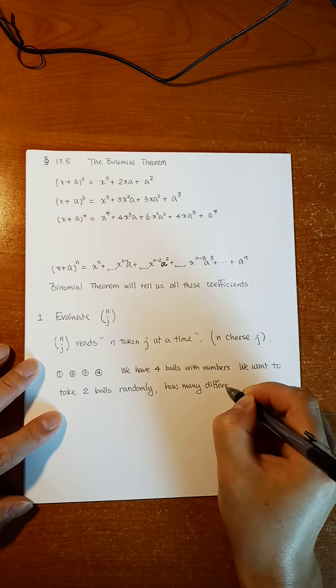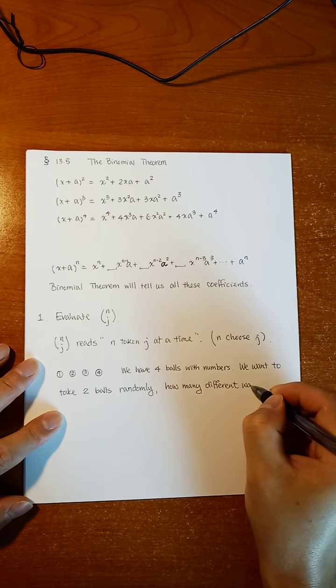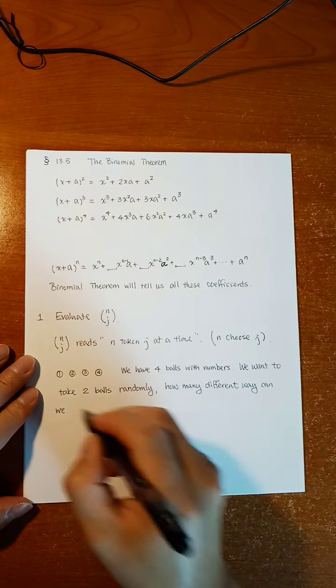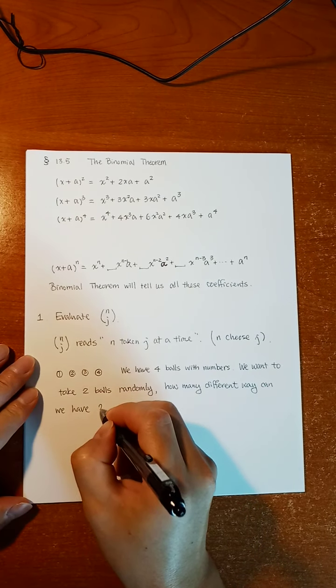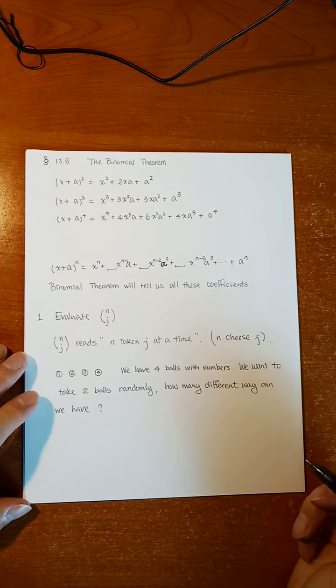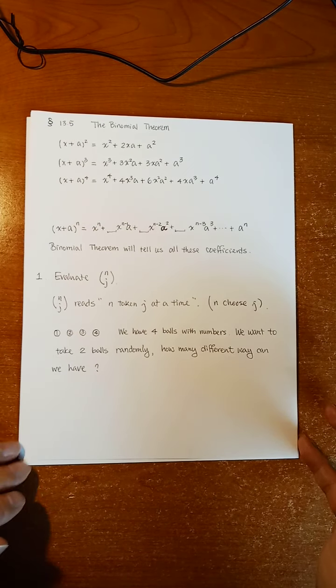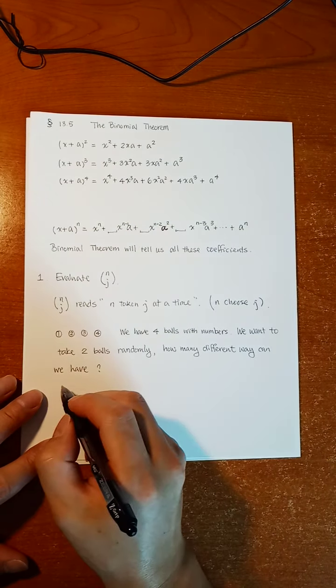how many different ways can we have? How many different combinations can we have, right? So for example, let's list them. Those numbers are not small, are not big. So let's list all the possibilities.